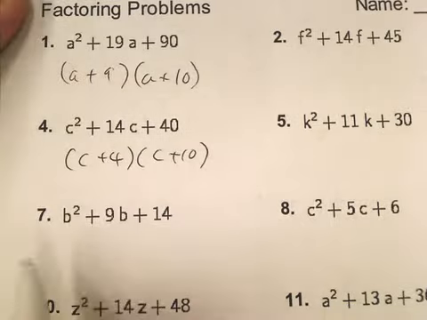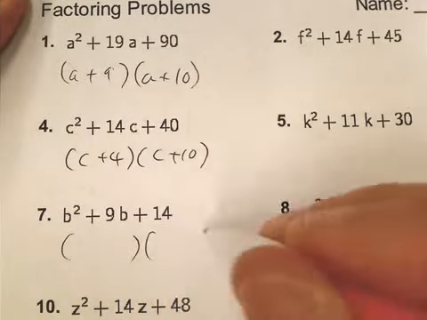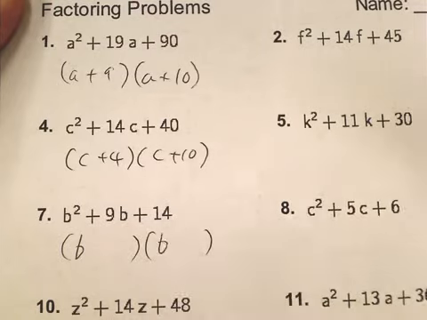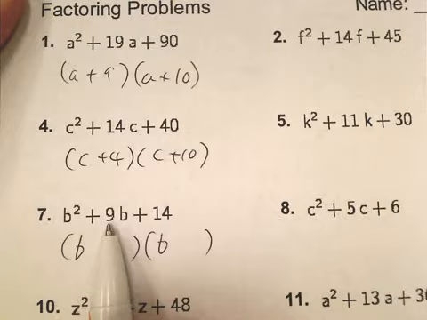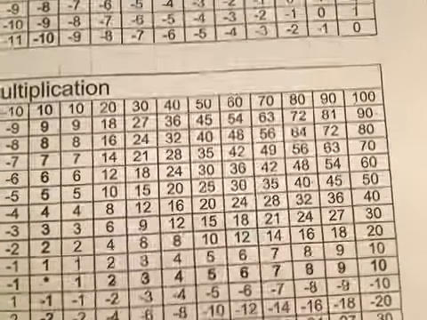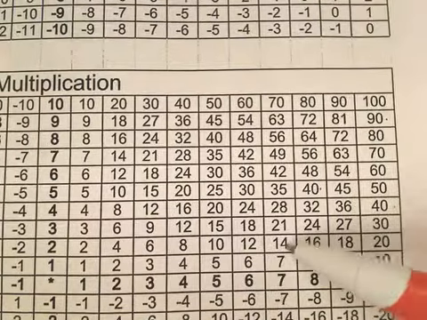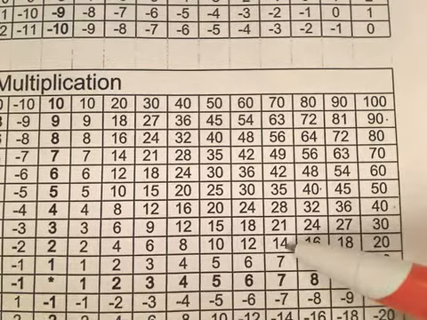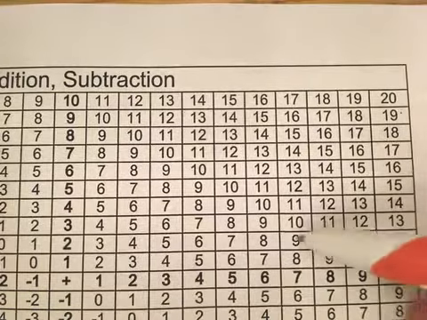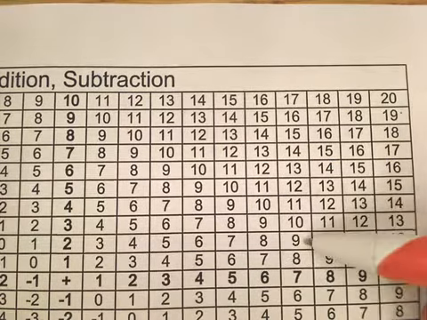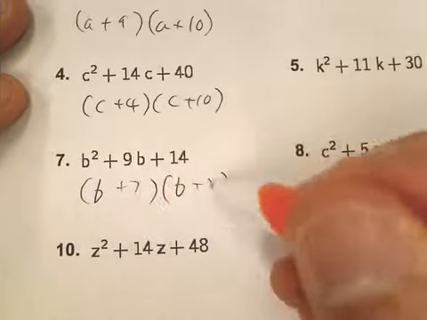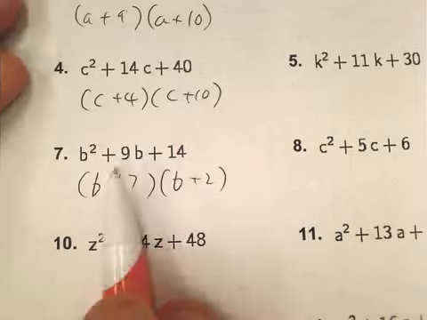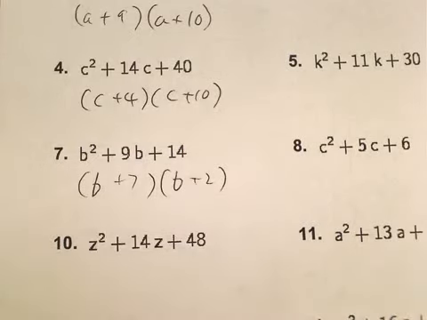Okay, I'm going to do one more here. I'm going to look at number 7. So it's a B. I want numbers that multiply to 14 and add to 9. Well, 14 is 7 times 2, and 7 plus 2 gives me 9 as well in that same spot. So those are my numbers. You want numbers that multiply to 14 and add to 9. Those numbers are 7 and 2.